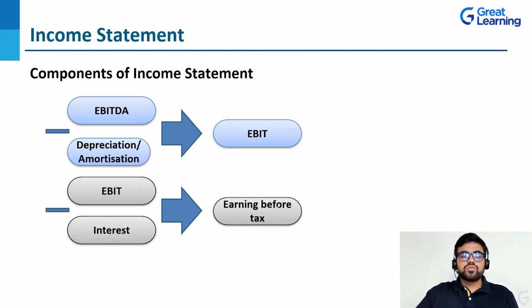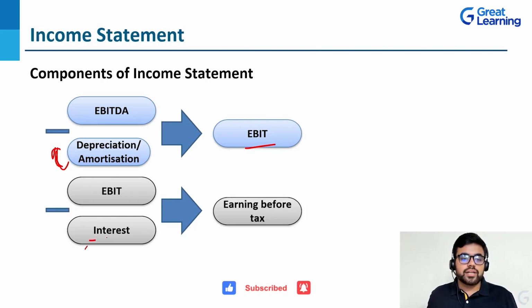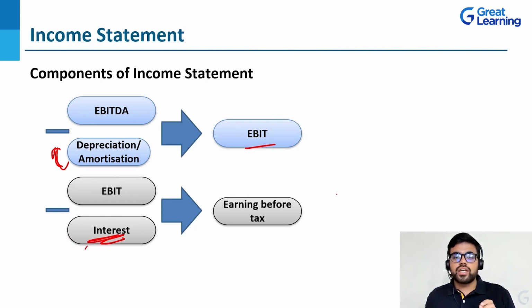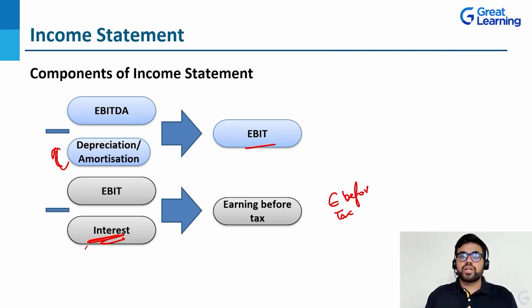Now from EBITDA, if you subtract the depreciation and amortization value, you will get EBIT, earnings before interest and taxation. Okay, from that you subtract the interest part of it, then you will get earnings before tax. So this is a major component when it comes to knowing how the company is performing, because tax would be almost the same over the years depending on the revenue and other factors, also government policies and everything. But the main purpose of analyzing an income statement would be earnings before tax, because it would give you a clear picture of how the company is performing.